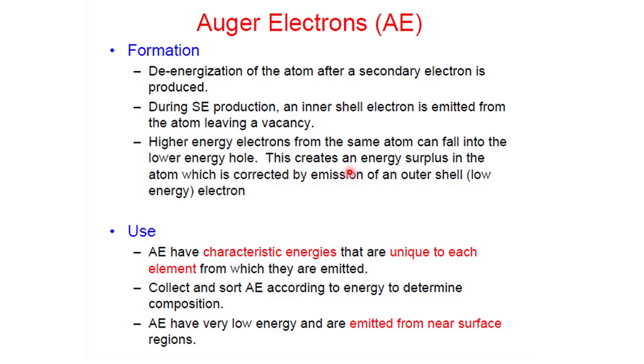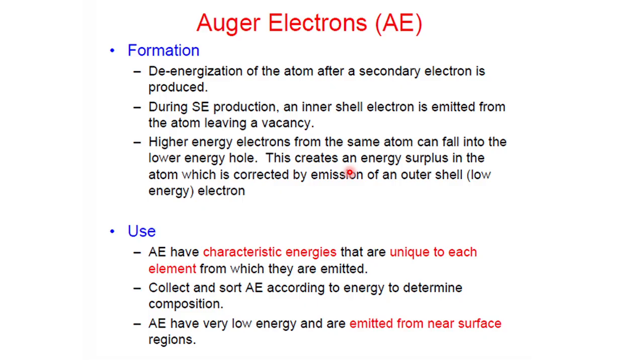How is the energy surplus? Because that electron is coming from a higher energy level, right? Say for example, it is coming from 10 kilovolt to 5 kilovolt, just let's assume. So of course the energy difference is now surplus. To compensate for that, it can release another electron with that much energy, and that is the Auger electron.